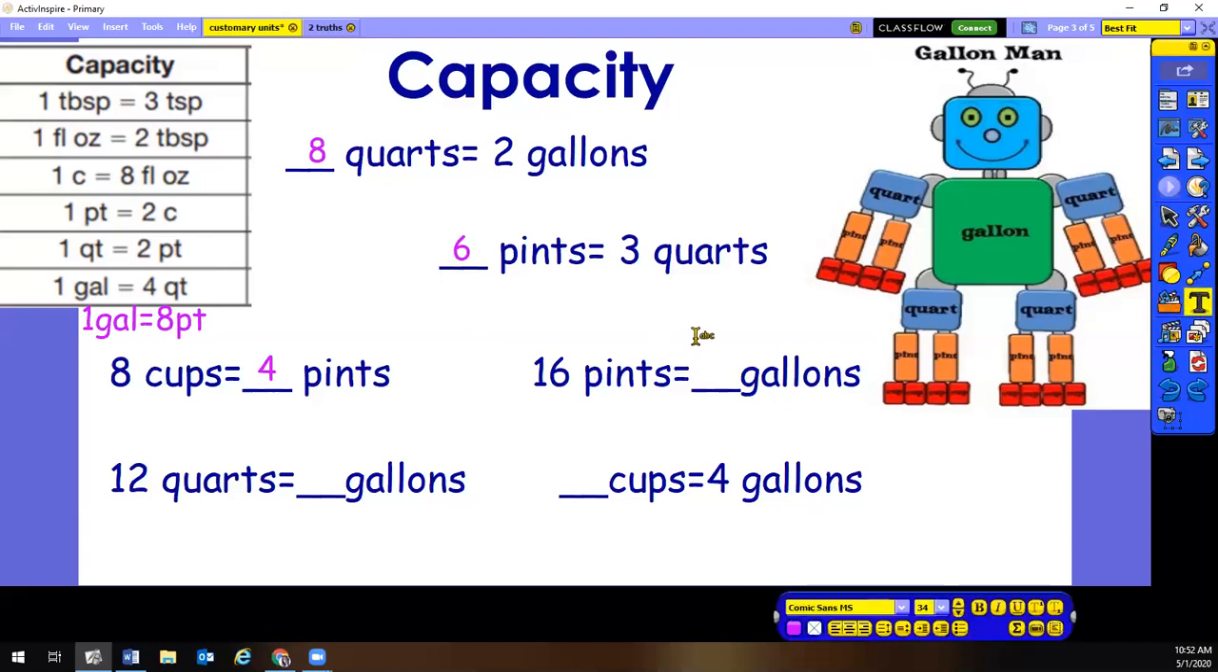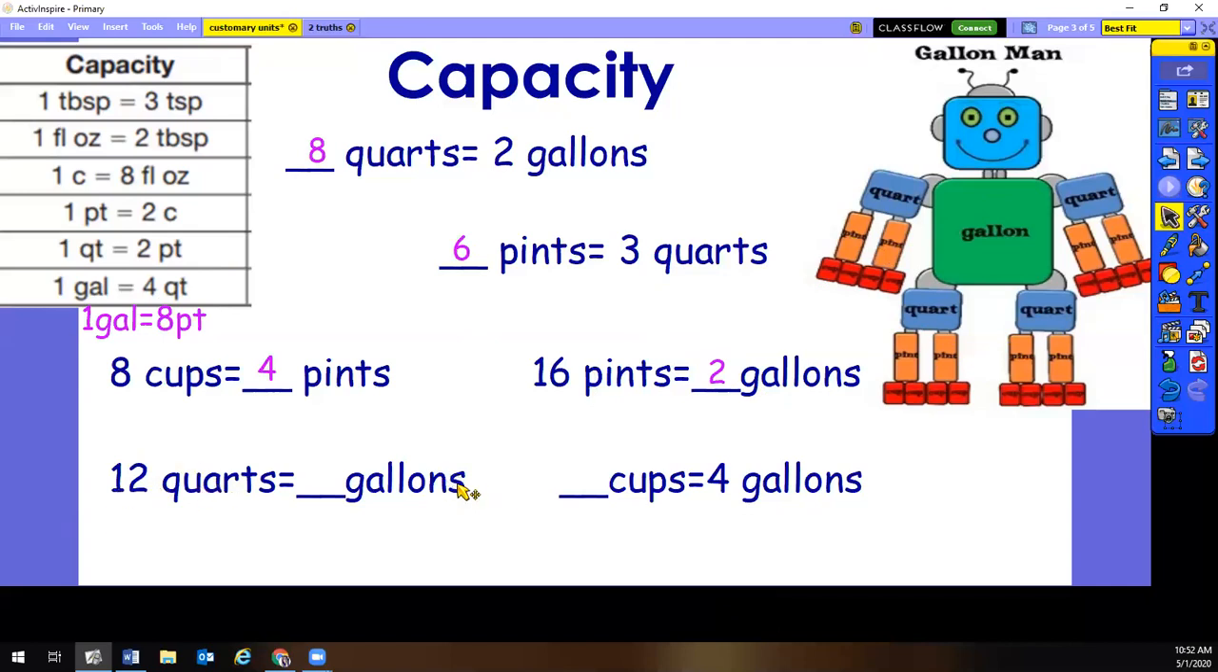So 16 divided by 8 is 2. And that makes sense. If you look at our gallon man and you had 16 of these instead of 8, you would have 2 gallon men, wouldn't you? Which means that is 2 gallons. Okay. All right, let's try these down here again.